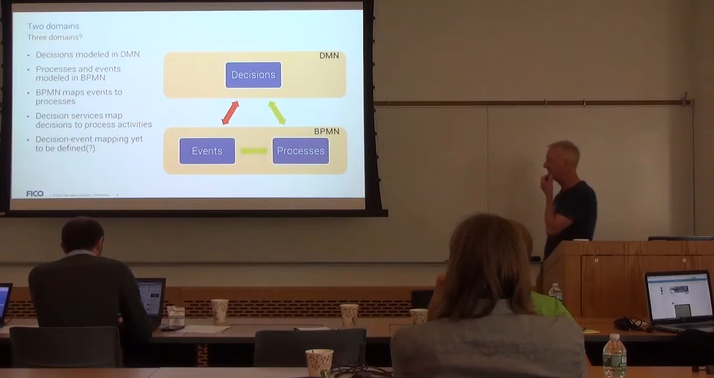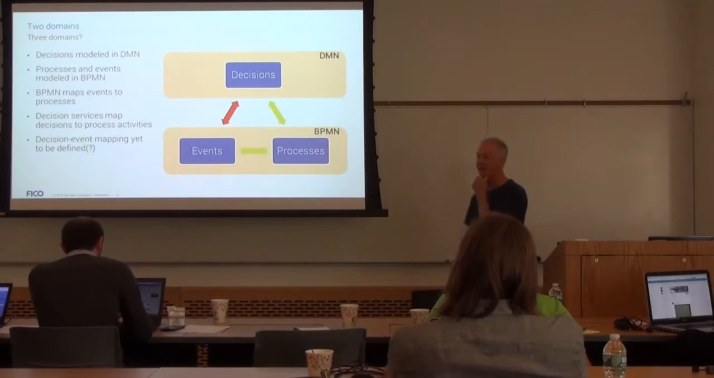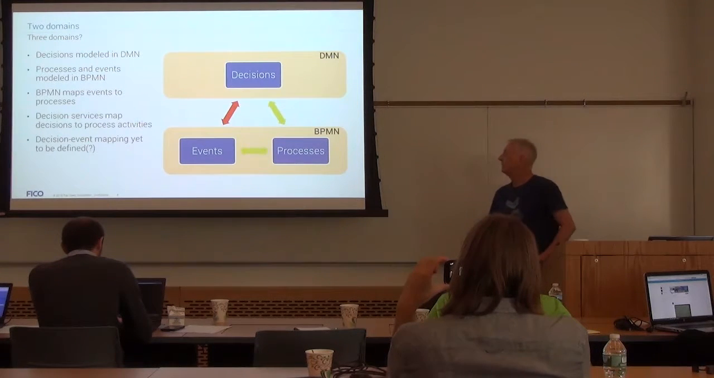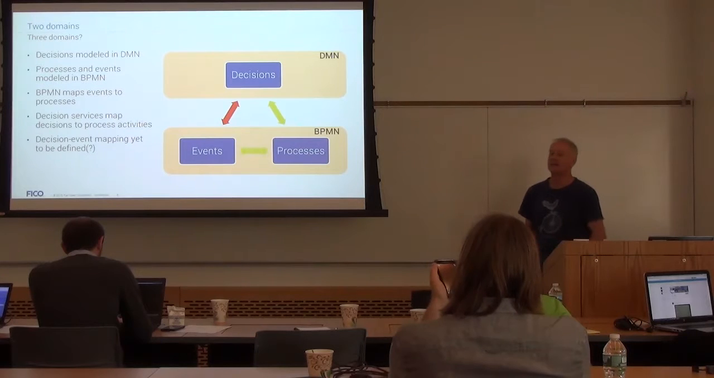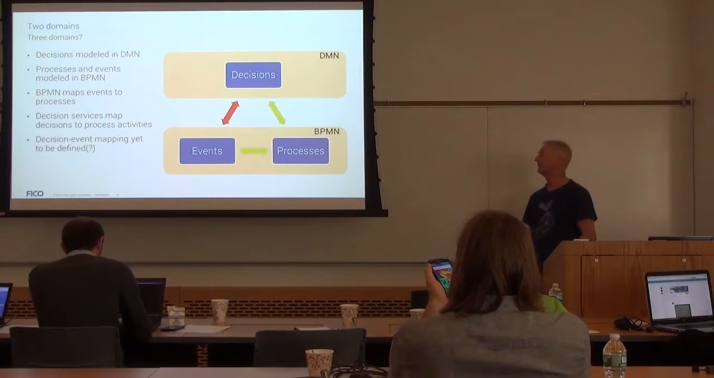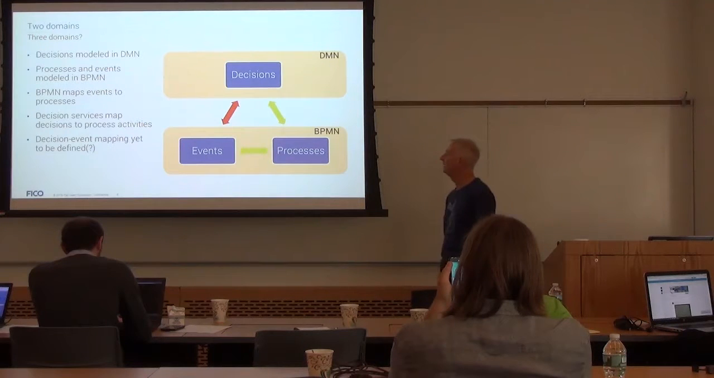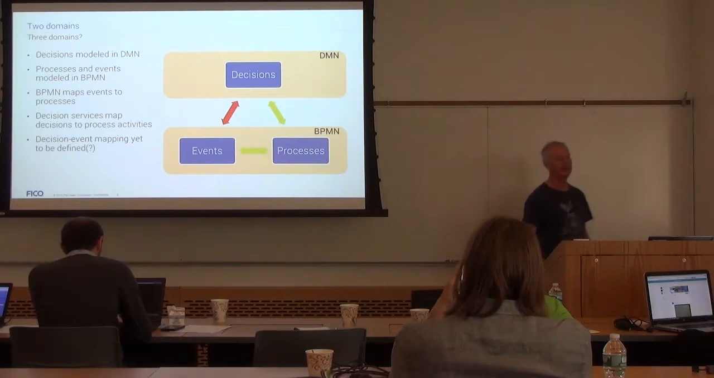Perhaps I should say three domains. We've got decisions, events, and processes. DMN models our decision making. BPMN models both processes and events and the relationships between them. We have a fairly clear way of mapping processes to decisions. I'm not so clear about the relationship between events and decisions.